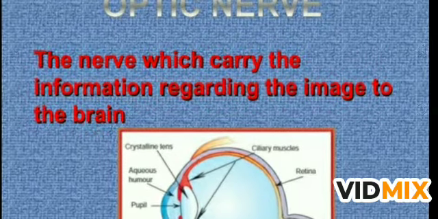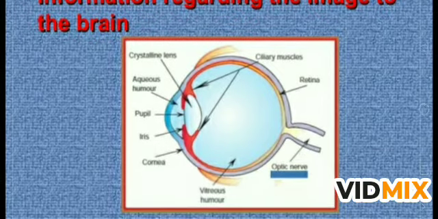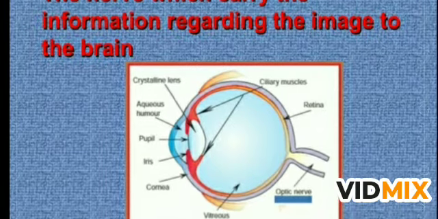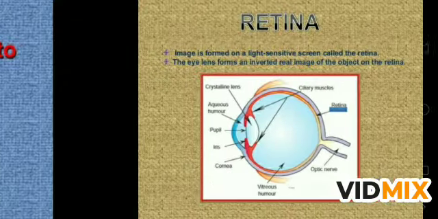Next is optic nerve. The nerve which carries the information regarding the image to the brain is called optic nerve. You see in this diagram, the light which comes through the pupil inside the eye falls on the lens, and the lens makes the image on the retina, and the retina receives that signal in the form of electromagnetic waves. It sends it to the brain, and the means by which this signal goes to the brain is the optic nerve. So optic nerve is a very important part of the human eye. It carries information regarding the images to the brain.